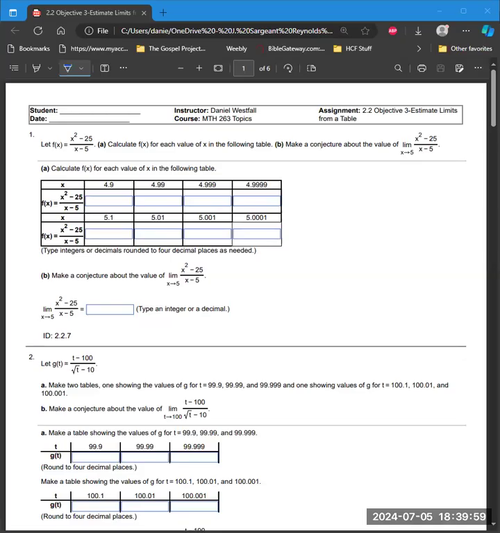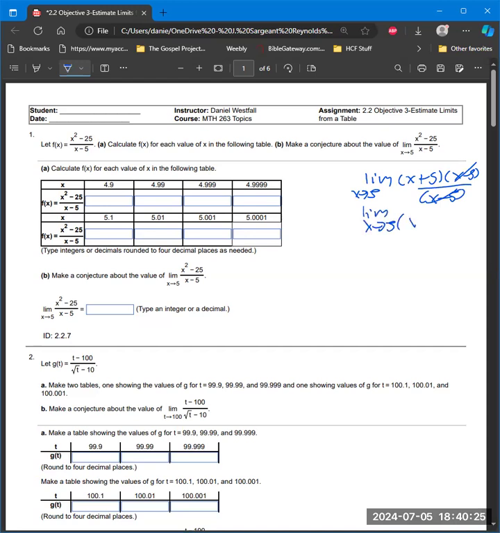In this video, we're going to talk about 2.2 Objective 3, where we estimate limits from a table. We've been doing this idea already. Let's simplify this limit before we get started here, because this is x plus 5, x minus 5 over x minus 5. We can cancel those and say this is the limit as x approaches 5 of x plus 5. I'm not going to evaluate that analytically. So the answer here is 5 plus 5, which is 10.